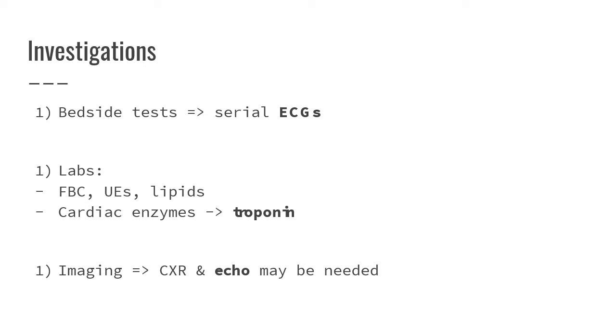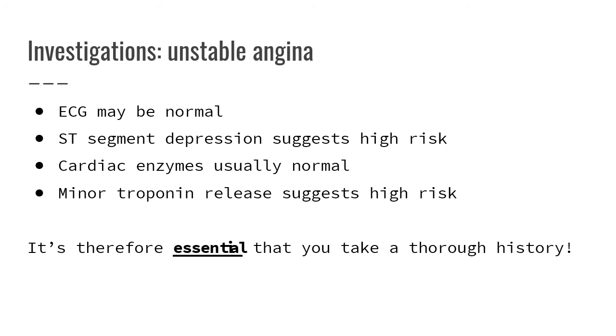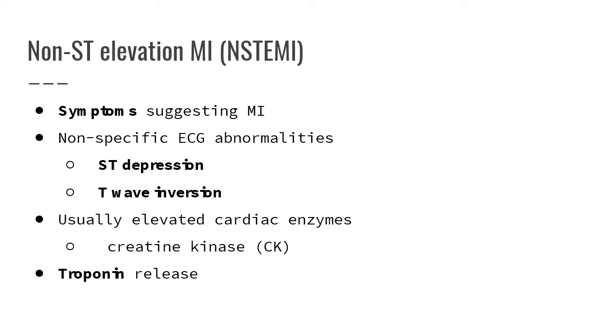And imaging. So a chest x-ray might be warranted, especially if they've got respiratory signs, but an echo is important because we need to assess the damage to the heart and whether the myocardium is functioning properly. So in unstable angina, the ECG may be completely normal. Sometimes we can see some ST segment depression, and that does suggest a high risk ACS. Cardiac enzymes are usually normal, and if there is a minor troponin release, that would again tell us that this is a high risk. So as you can see, it's therefore essential we take a really thorough history, because on examination and investigation, an unstable angina may be undetectable.